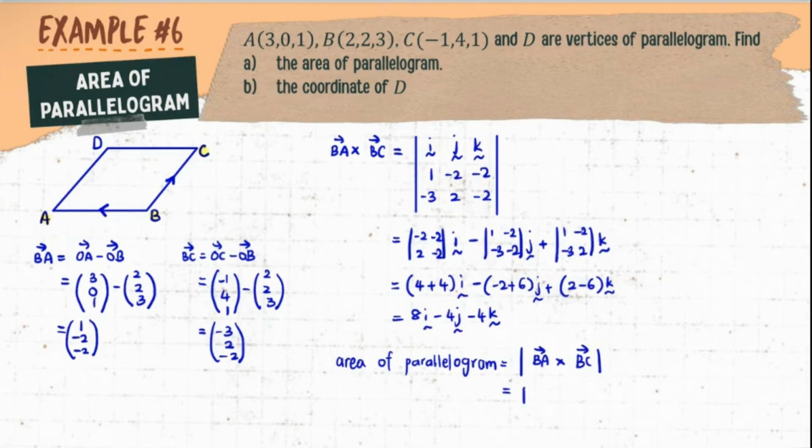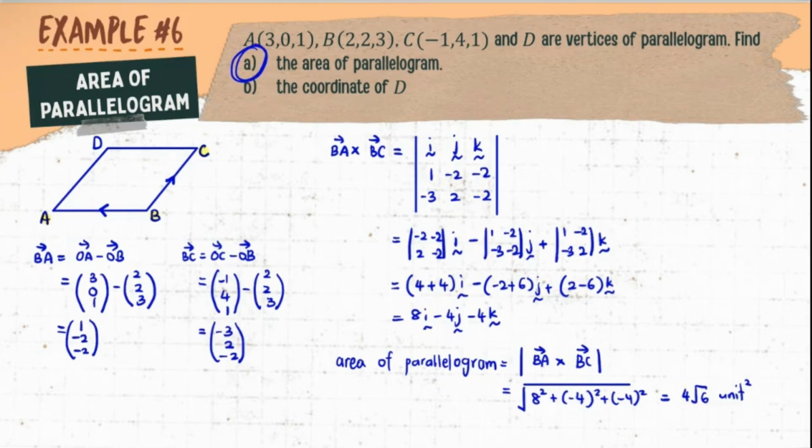Okay, macam mana cari magnitude? Square root kepada 8 squared tambah negatif 4 squared tambah negatif 4 squared. And the result here will be 64 plus 16 plus 16 dapat 96. So square root of 96 dapatlah 4 square root of 6 unit squared. Okay, so ini adalah jawapan kepada our parallelogram lah. Area dia, okay. Ni baru kita cari area dia.